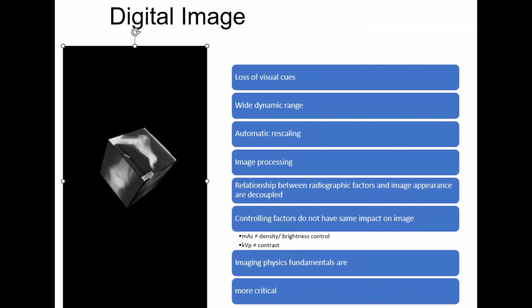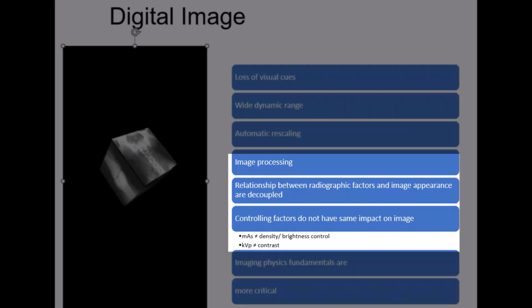Therefore, we lose the visual cues that we once had with film screen. Digital images also have a very wide dynamic range, or the number of shades of gray. The image that you see on your modality screen after capture is not the original image, but an image that has been automatically rescaled by image processing. Simply stated, the computer, the modality, has taken the data that you captured in your exposure and altered that data so that it appears like the image that you requested originally.